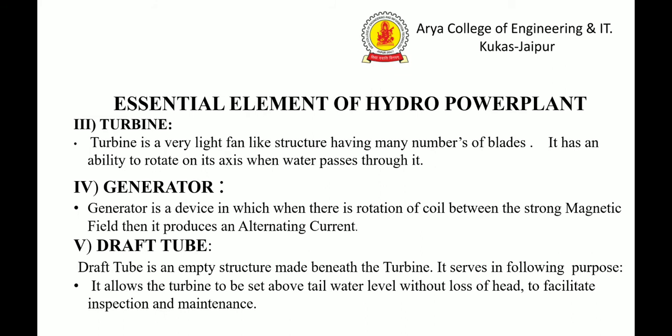Again, an important part is the turbine. Turbine is a very light fan-like structure having a number of blades. It has the ability to rotate on its axis when water passes through it, as I already told in the layout. Generator is a device which converts mechanical energy into alternating current produced during the rotation of the turbine shaft.